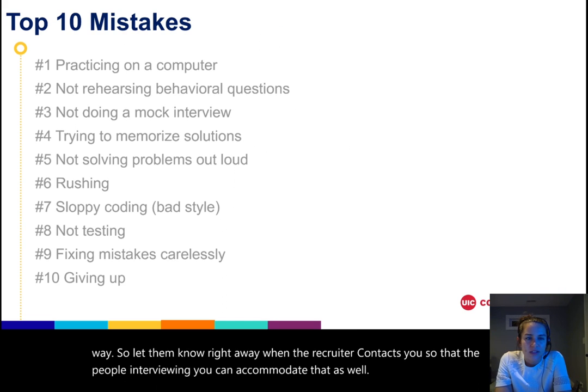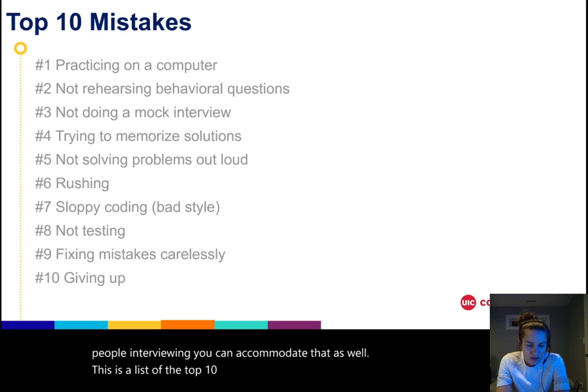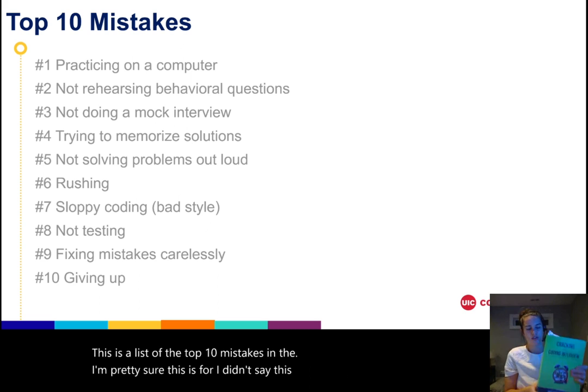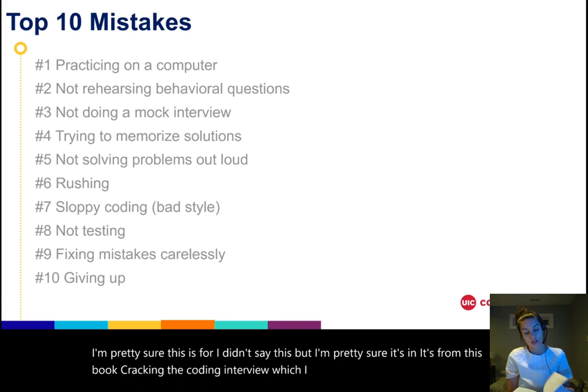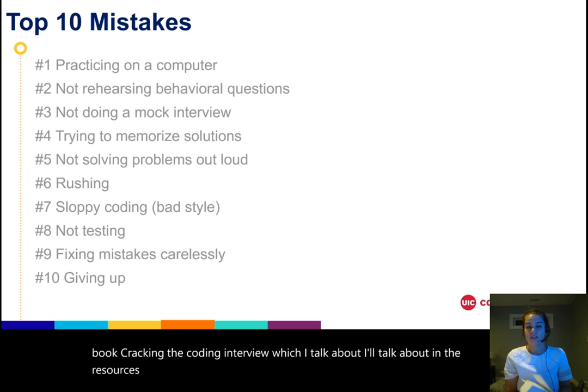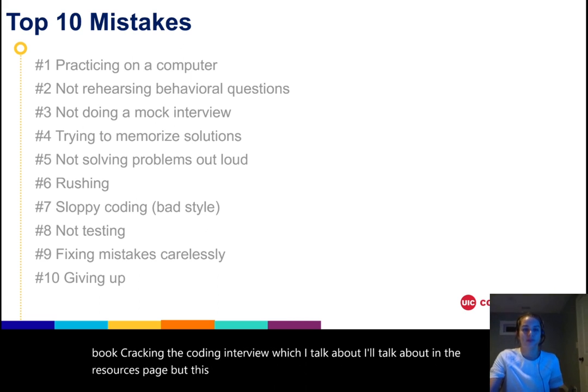This is a list of the top 10 mistakes. I'm pretty sure this is from, I didn't cite this, but I'm pretty sure it's from this book, Cracking the Coding Interview, which I'll talk about in the resources page. But this is the top 10 mistakes.